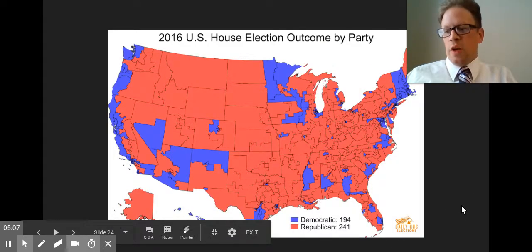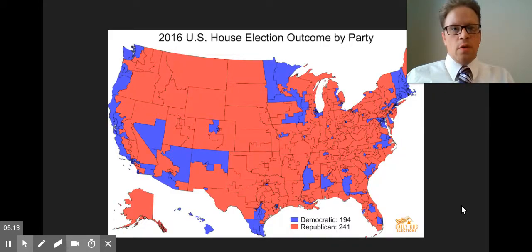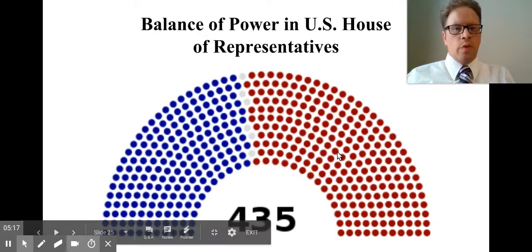The Senate has 100 members. I'm sorry. Balance of power. So the House, and that is how many? We have more Republicans than Democrats. Red is Republican, blue is Democrat.